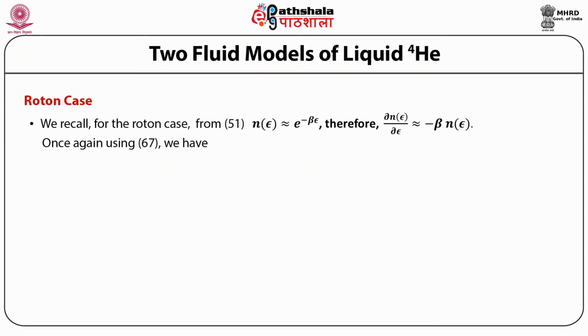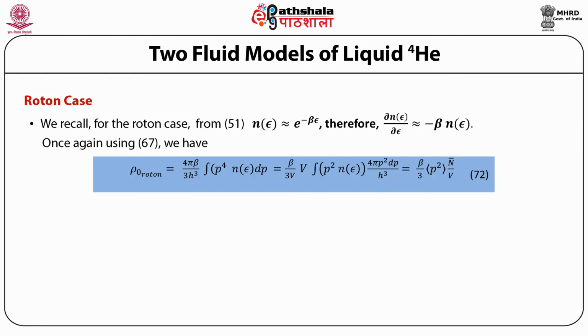We recall for the roton case from 51 that n epsilon is approximately equal to e raised to power minus beta epsilon. Therefore, the partial derivative of n epsilon with respect to epsilon is approximately equal to minus beta n epsilon. Once again using 67, we have rho 0 of rotons is equal to 4 pi beta upon 3 h cube integral of p raised to power 4 n epsilon dp, which is equal to beta upon 3v into v integral of p square n epsilon multiplied by 4 pi p square dp upon h cube, which is equal to beta upon 3 multiplied by the expectation value of p square n bar upon v, where beta upon 3 multiplied by expectation value of p square, that is expectation value of p square divided by 3 kBT, is the effective mass of the roton.